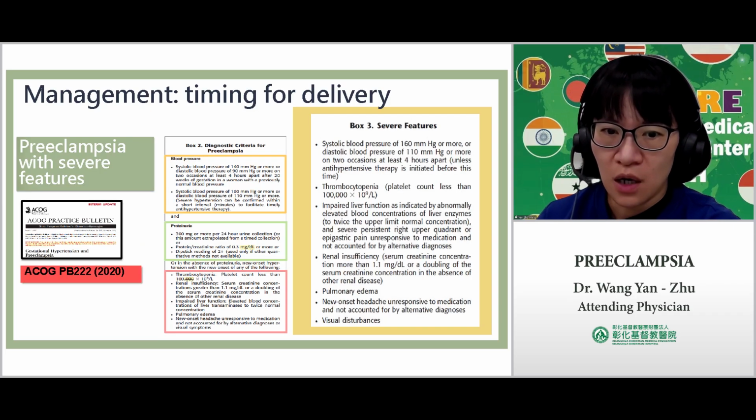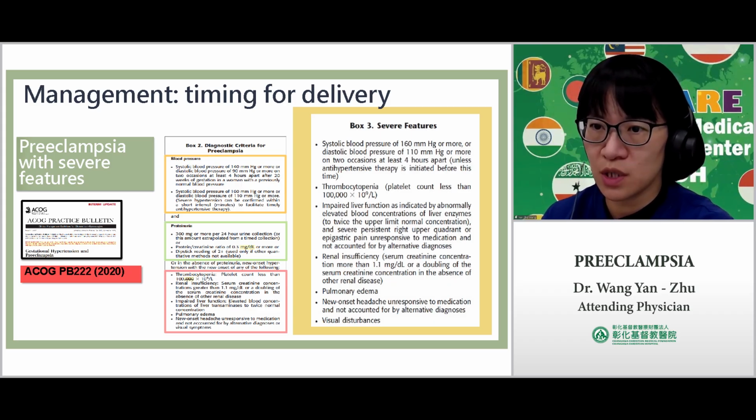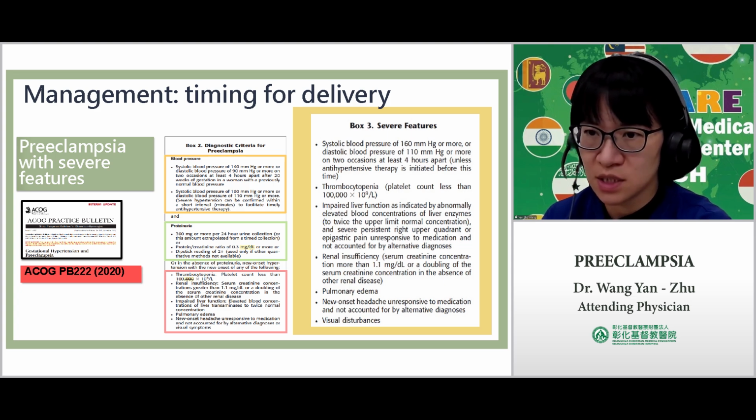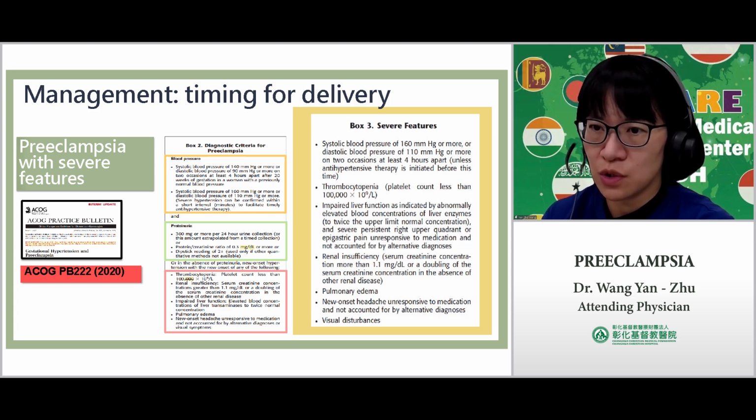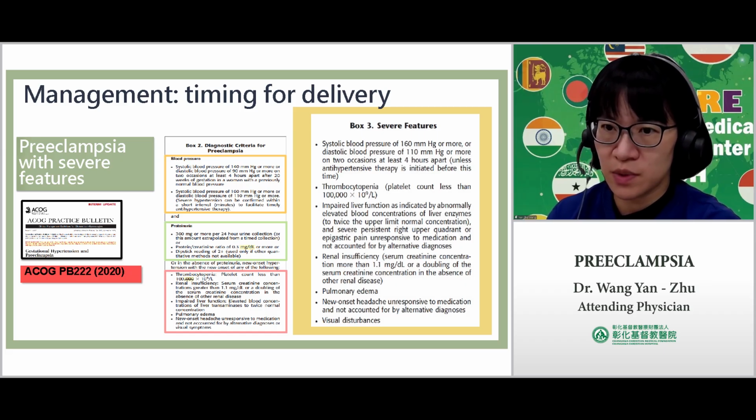Okay, so we come back here to see our severe features. As we mentioned before, systolic blood pressure more than 160 and diastolic blood pressure over 110. Also, if you have thrombocytopenia, impaired liver function, renal disease, pulmonary edema, or a new onset headache that does not respond to any medication, or if you have a visual disturbance, then you already have severe features.